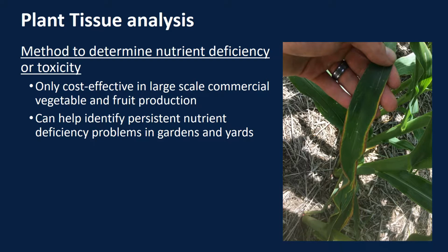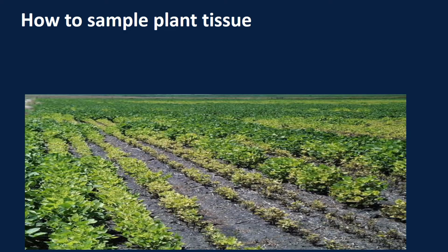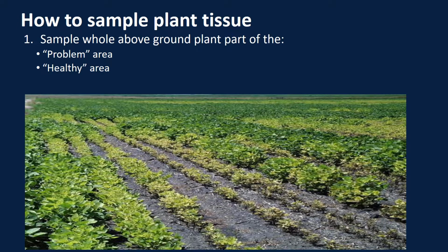Some areas you don't see it, other areas you do. You can use plant tissue analysis in this case to figure out what might be the issue or the problem. So if we want to do a plant tissue analysis, how do we do it? This is a really important problem. So the first thing we're going to do is sample the problem area, but we're also going to sample the healthy area.